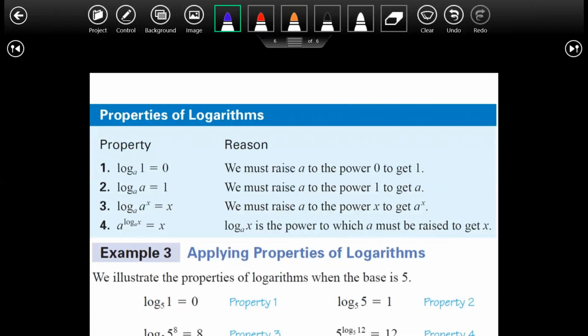Properties of logarithms still hold. We must raise a to the 0 power to get 1. So another way to explain it is in exponential form: a to the 0 power is equal to 1. So it's the same thing as log base a of 1 is equal to 0. The next one is a raised to the first power is equal to a. Anything raised to the first power is just the number itself, so nothing changes.